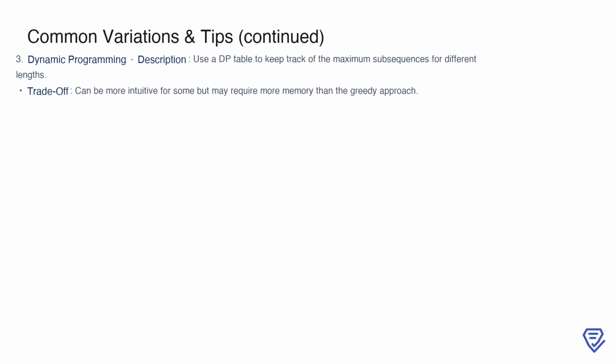Another alternative approach to consider is dynamic programming. By using a DP table, you can track the maximum subsequences for different lengths, which can provide a structured and systematic way to solve the problem. While dynamic programming can be more intuitive for some, it often requires more memory compared to the greedy approach with a monotonic stack. Choosing the right method depends on the specific constraints of the problem and your familiarity with these techniques. Each approach has its trade-offs, so understanding their strengths and limitations is key to crafting an effective solution and impressing interviewers.